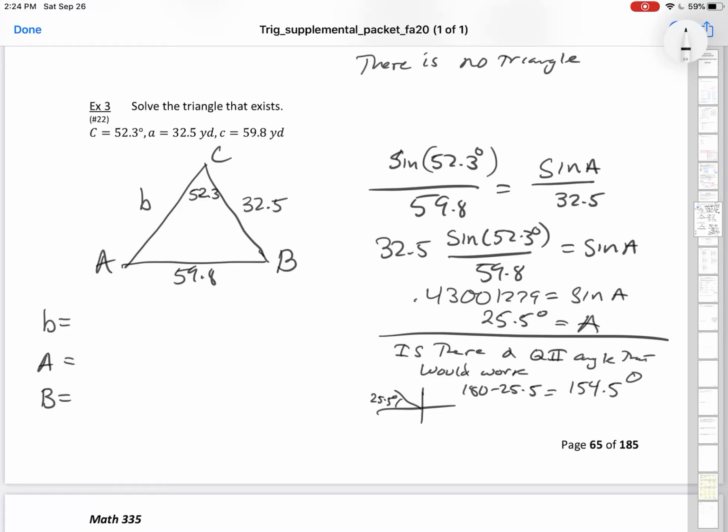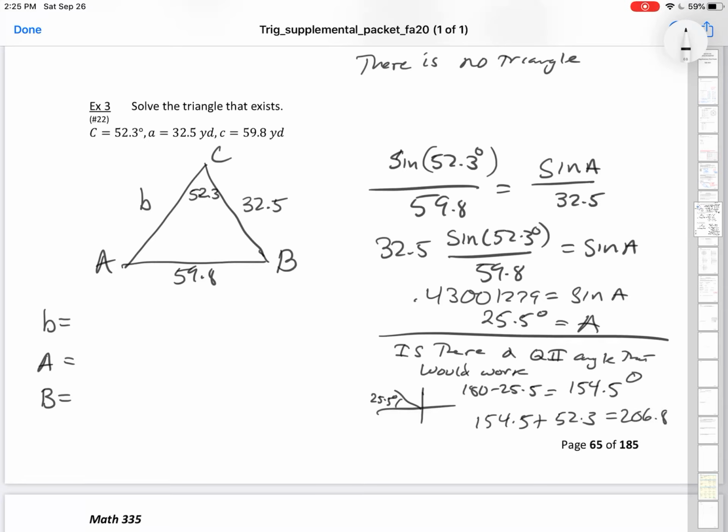154.5 degrees. Now, is 154.5 degrees viable? And the answer is no. Let's watch it happen. Look what happens when you allow A to be 154.5. Remember, C is already 52.3. What happens if you add those up? What's 154.5 plus 52.3? You get 206.8.